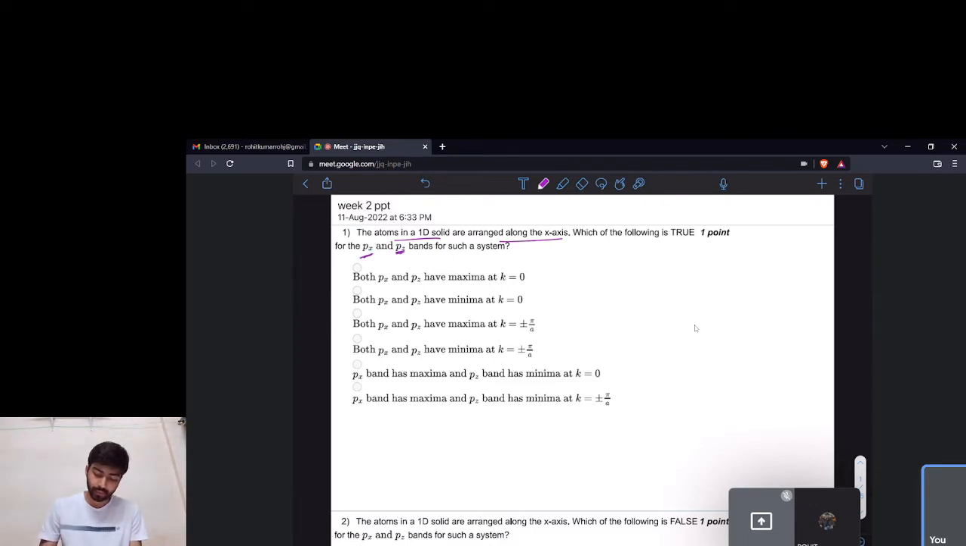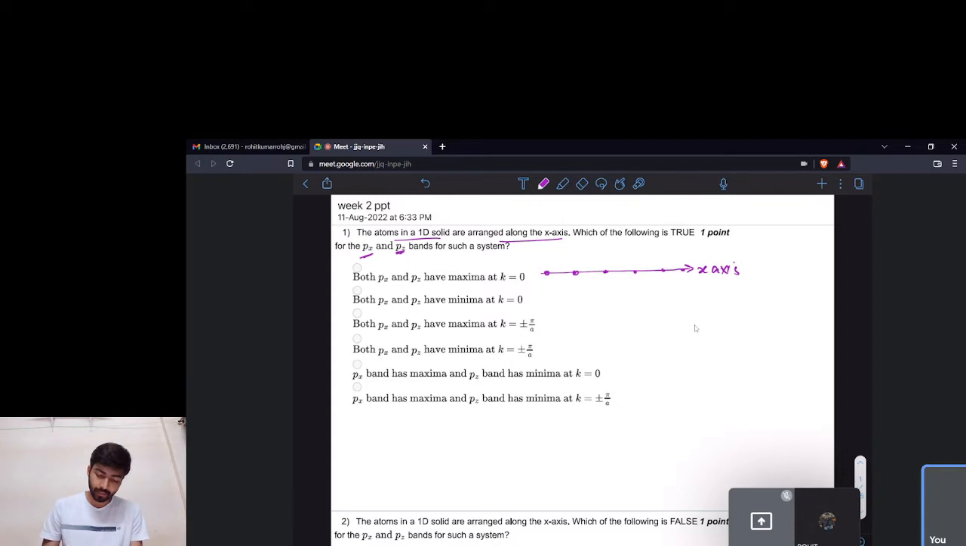So let us consider a general axis. Let me draw it this way and name it as x-axis. And atoms, let's say in a one-dimensional chain, are present at so and so positions, and this is a long chain extending in both positive and negative direction.